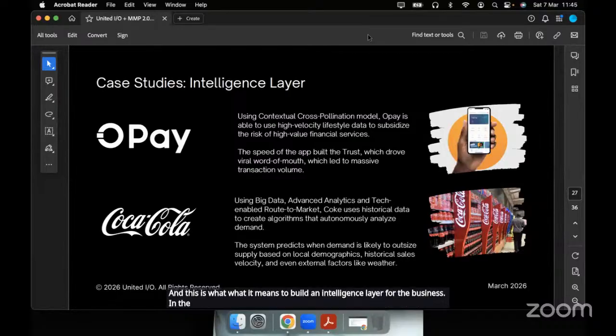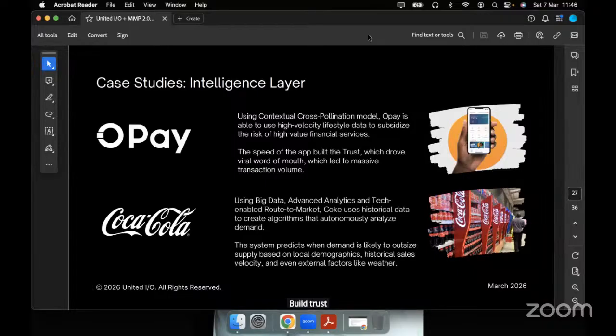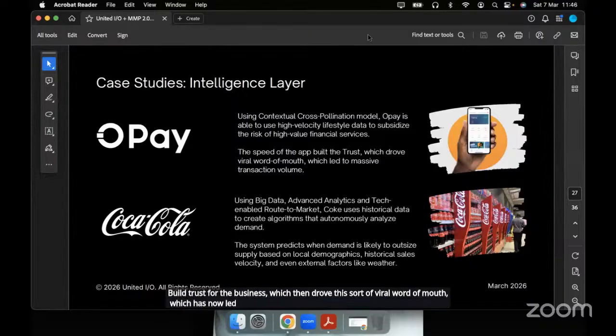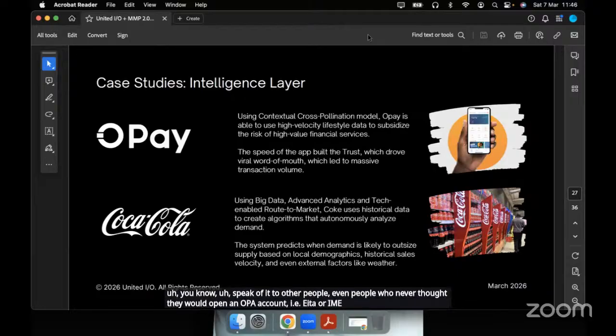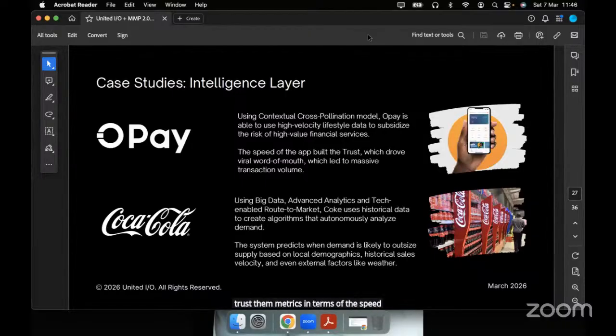In the case of OPay, just to iterate this compounding loop, the speed of the app, which is one of the things that fascinated most Nigerians, built trust for the business, which then drove this sort of viral word of mouth, which has now led to massive transaction value. So you can see that loop there, right? It was so fascinating for people that they started to speak of it to other people. Even people who never thought they would open an OPay account eventually opened one, just based on some of these features, this trust, and metrics in terms of the speed of transactions and things like that.